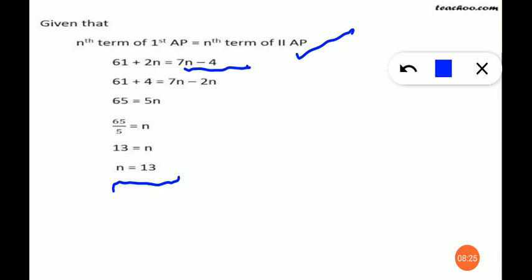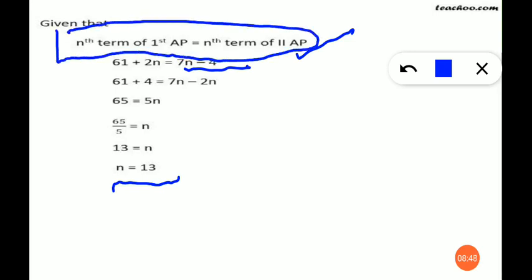There are two different APs with different first terms and different common differences, but it was given that their nth terms are equal and we have to find out the value of n. So first we find the an of the first AP, then we find the an of the second AP, and then according to the question, the nth term, that is an of the first AP, is equal to an of the second AP. We will equate them and then we will get the value of n.